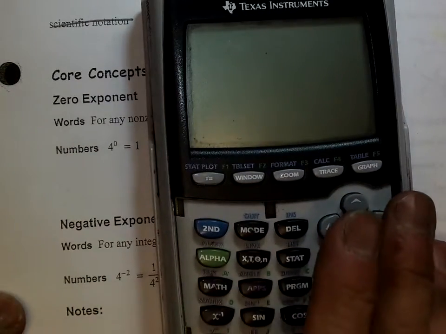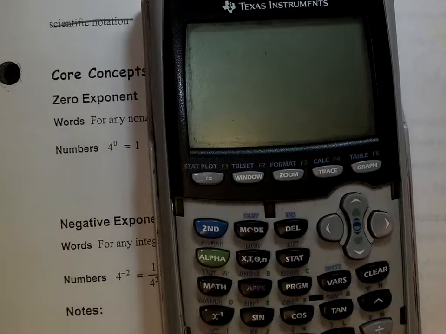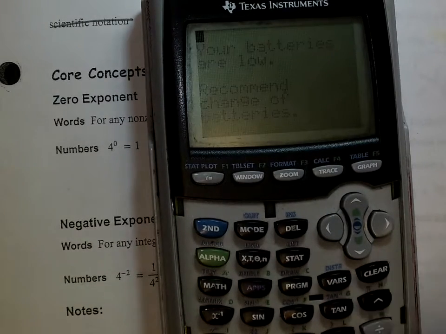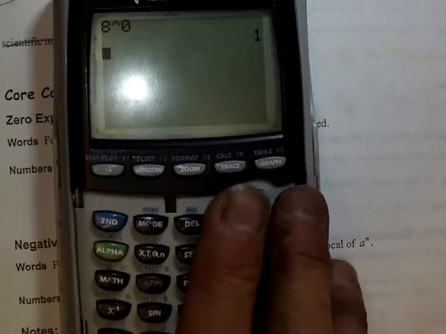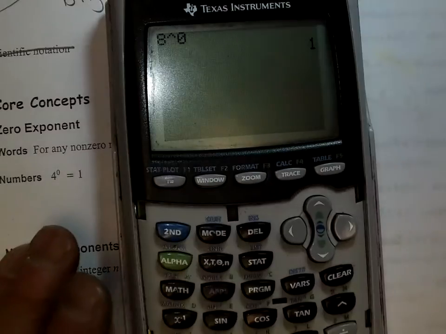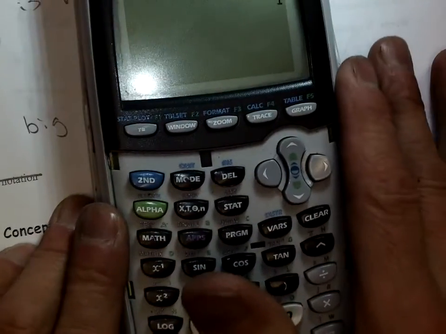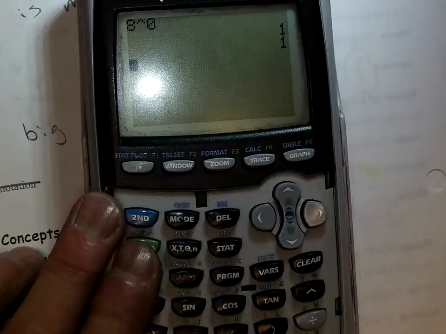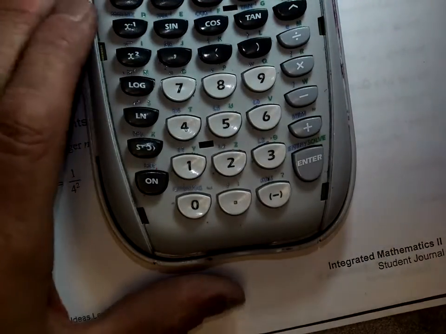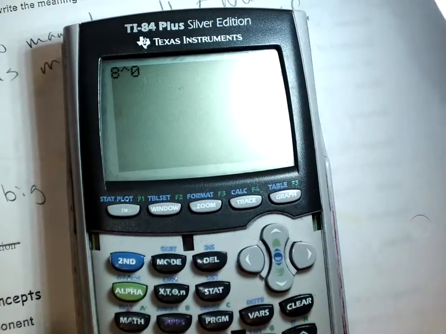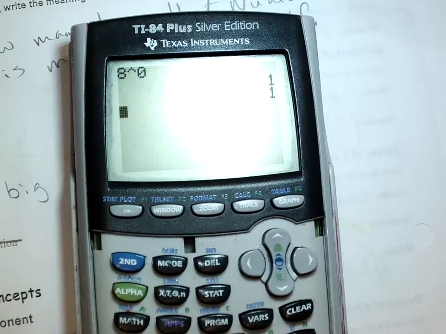All right, Emma, give me a number, any number. 8. Come on, clear. 8 to the power of 0. Wow. Okay. Golly, come on now, let's get this thing to work. Hold on. Can you see that okay? Let me get this closer. Can you see it yet? This glare's bad. Oh, there we go. Now I can see.